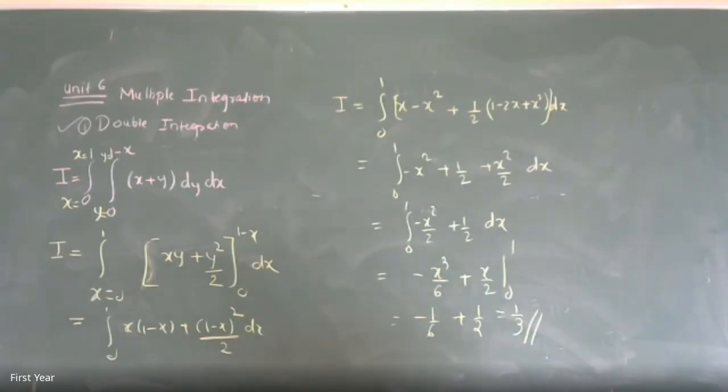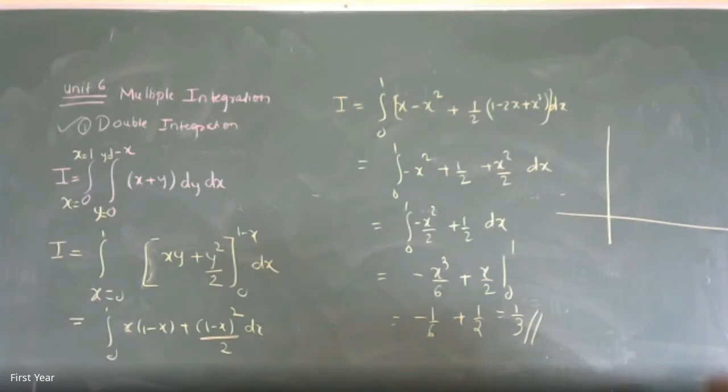In MCQ also. And what we have done actually, if you try to draw the diagram, you will understand what we are doing. X plus y is the density function, and y is equal to 0 to y is equal to 1 minus x is a line. Can you try to draw it? It's quite simple to draw.